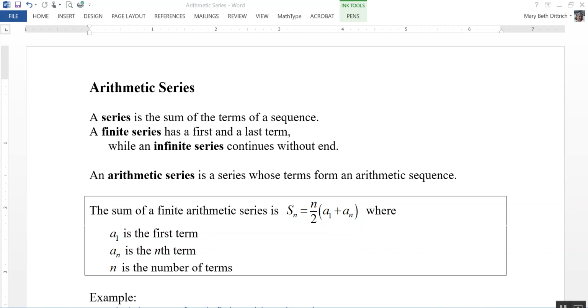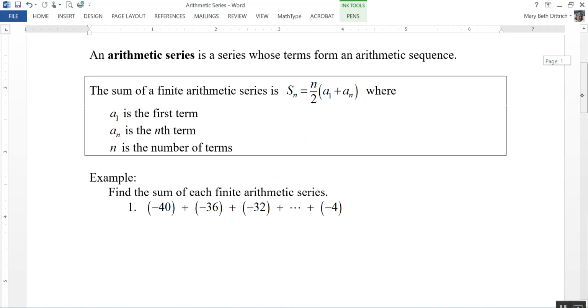The formula for the sum of a finite arithmetic series is S sub n equals n over 2 times the quantity a sub 1 plus a sub n, where a sub 1 is the first term, a sub n is the nth term, and n is the number of terms. So for example, if I want to find the sum of the first 10 terms of a sequence, a sub 1 is going to be the first, a sub n would be the 10th term, and 10 would be the number of terms, my n value.